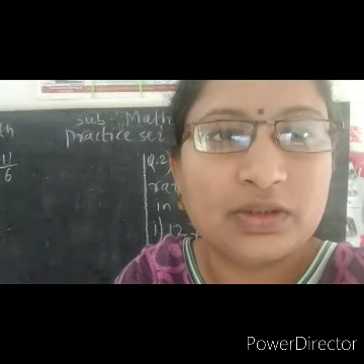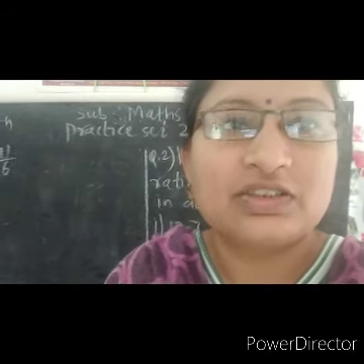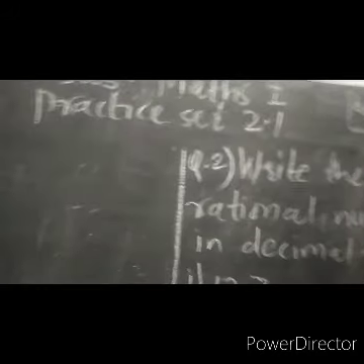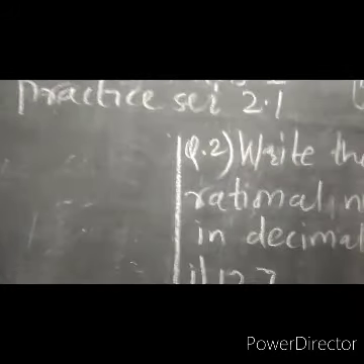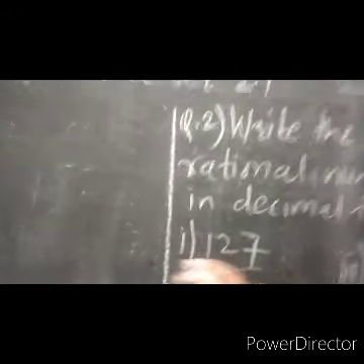Now let us see lesson number 2, real numbers, and its practice set 2.1. So let us see practice set 2.1. Question number 1. Classify the given decimal form into terminating type and non-terminating type.